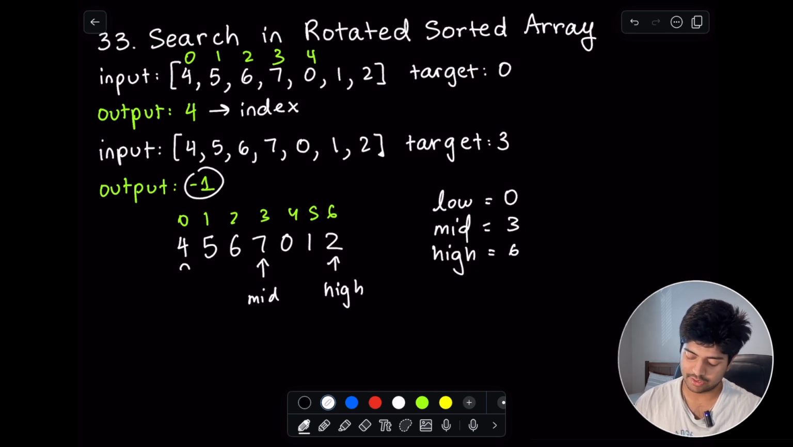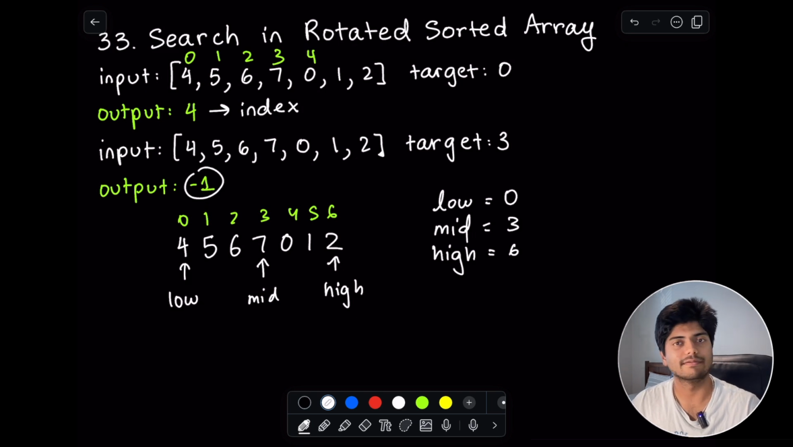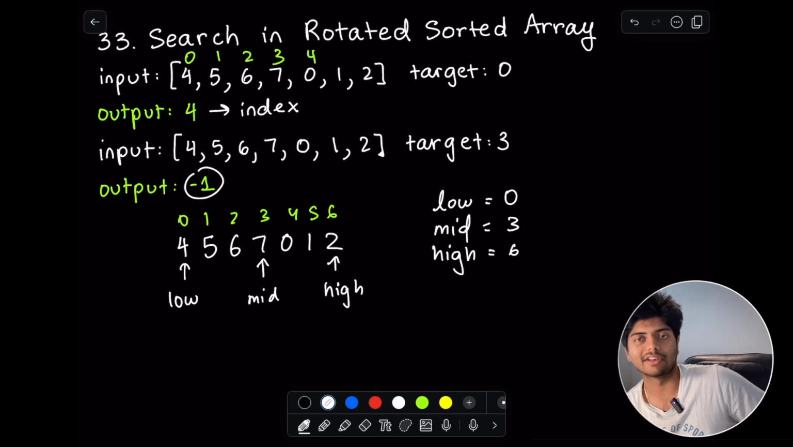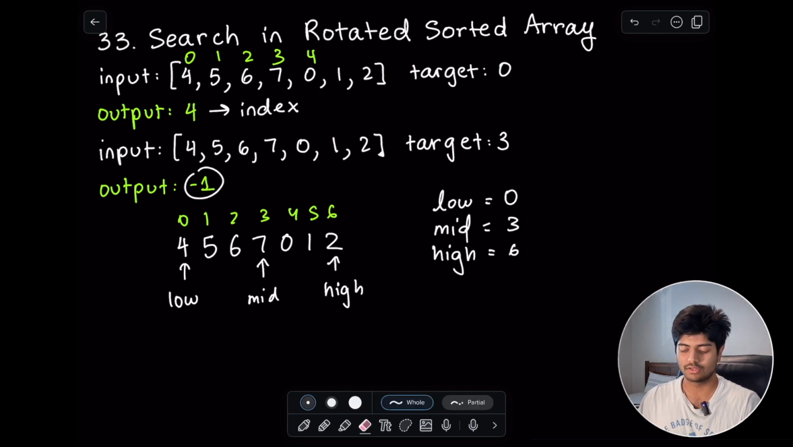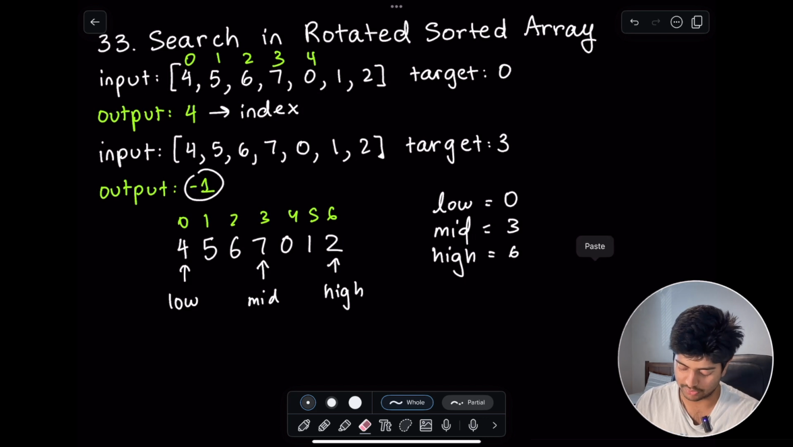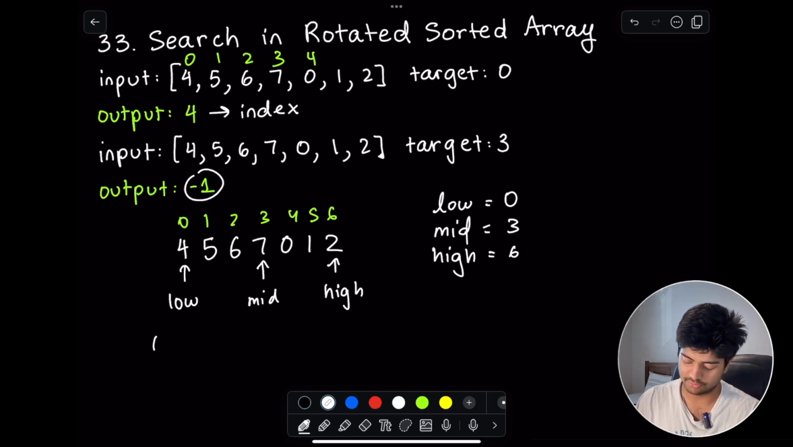Now, here we don't really have a sorted, ascending order array, right? So we can't just do a normal binary search, because we might not actually find the element, because it's not technically sorted. It's like a pseudo sorted array, right? Because what a rotated sorted array is, basically, is that this array was once sorted. So it was once something like 0, 1, 2, 4, 5, 6, and 7. It was like this, and it got rotated.